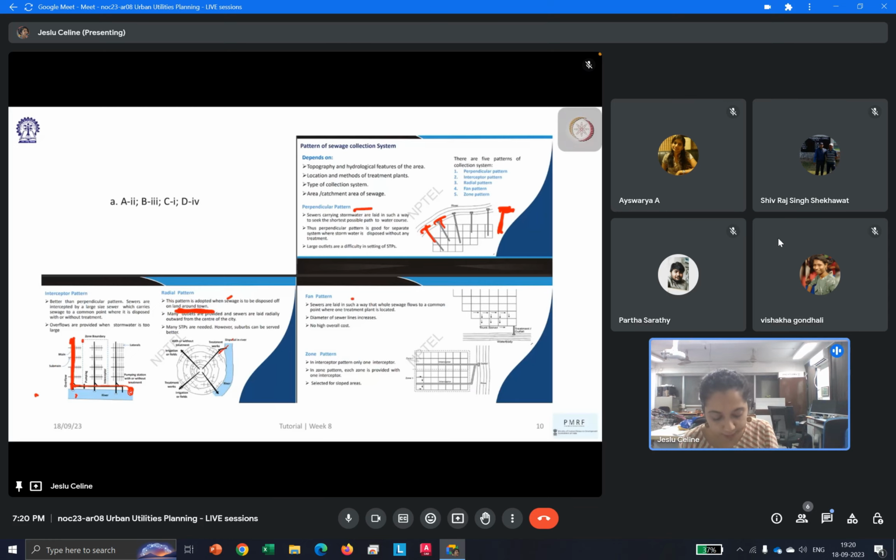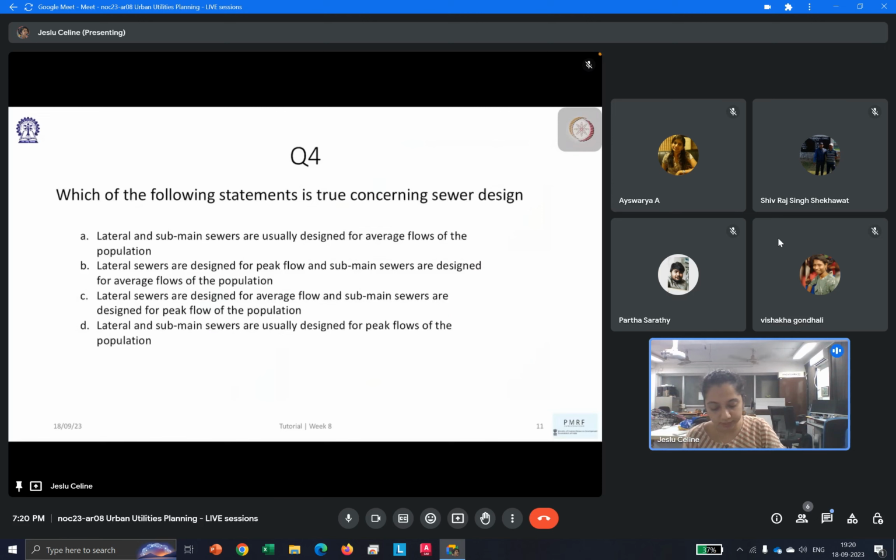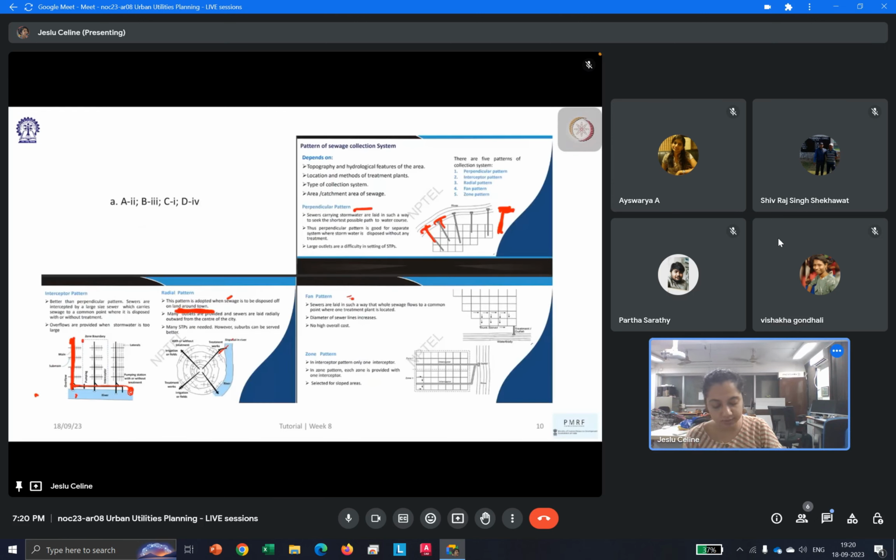And then you have a fan pattern. So this was not there in the option. So something which we missed was there was a fan pattern also where it narrows down. So you have something coming from here, it comes, and then finally it comes out over here.